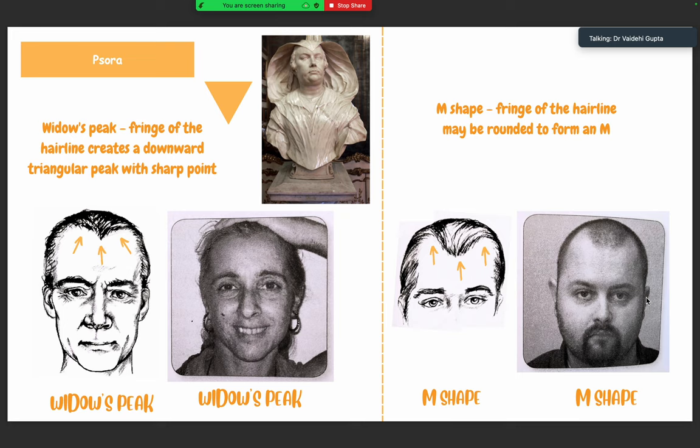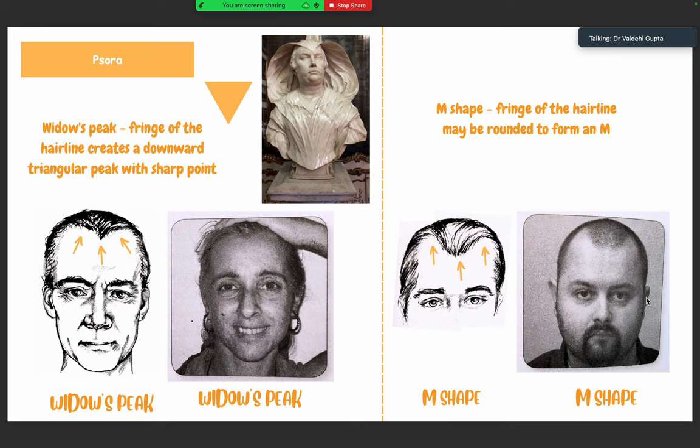Like in the sketch, we can see, shown by the arrow, that there is a triangular area. It is a tuft of hair at the hairline, which is slightly angulated and inverted in shape. The word widow's peak came from a Greek word, because in their culture, women who were widows used to wear a headdress. In the picture, it is the headdress worn by widows as an indication of mourning. So the sadness, the despair. The peak is triangular, and it is quite similar to the hairline of Psora. That's why it is called widow's peak.